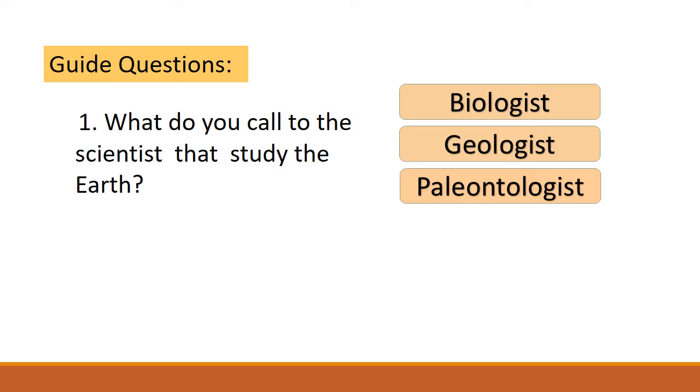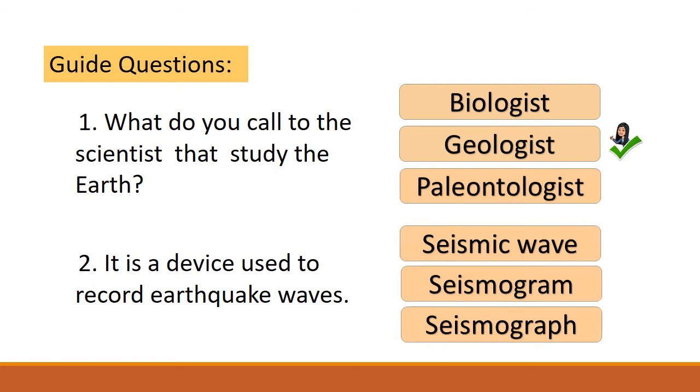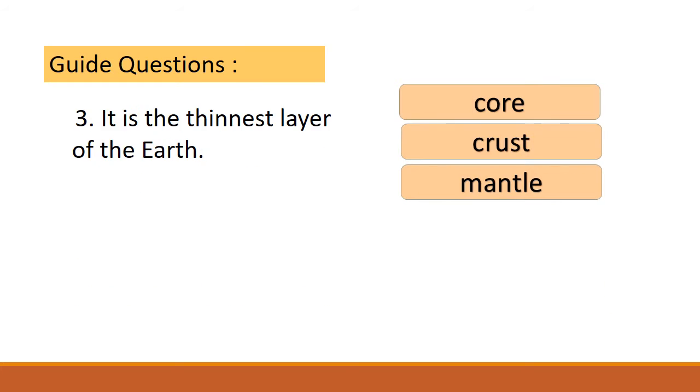Number 1. What do you call the scientists that study the Earth? Biologists, geologists, paleontologists. What is your answer? Correct! The answer is geologist. He is the scientist that studies the Earth. Number 2. It is a device used to record earthquake waves. Seismic wave, seismogram, or seismograph. What is your answer? Very good. The correct answer is seismograph.